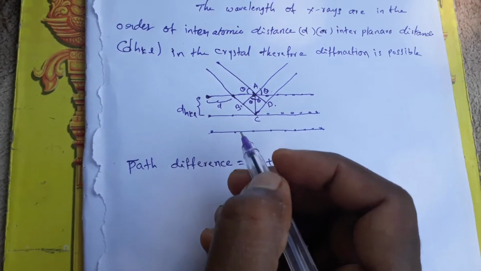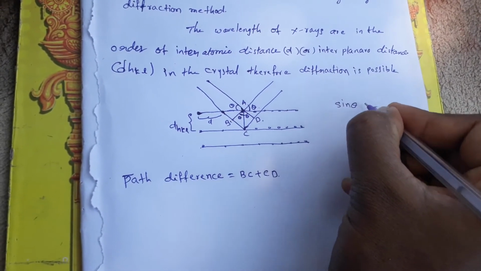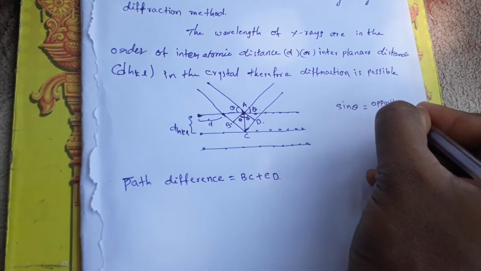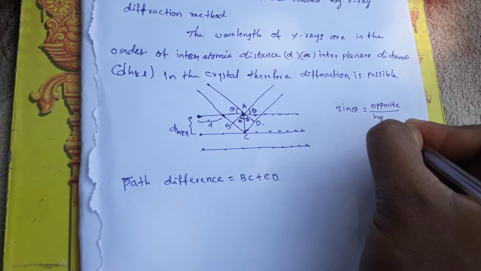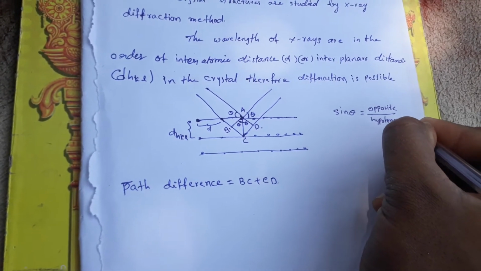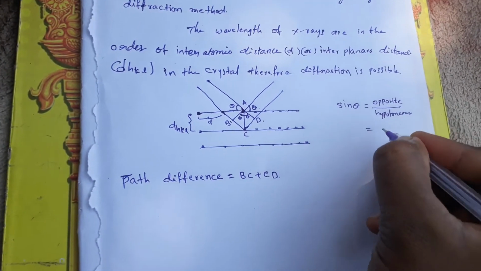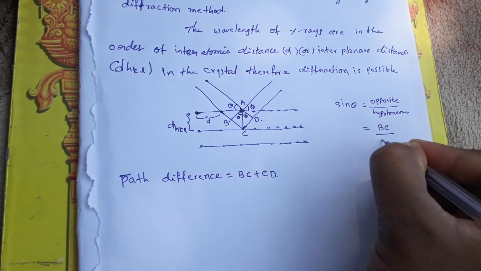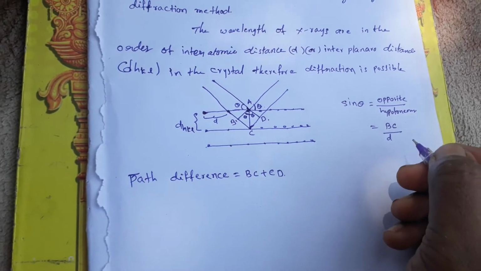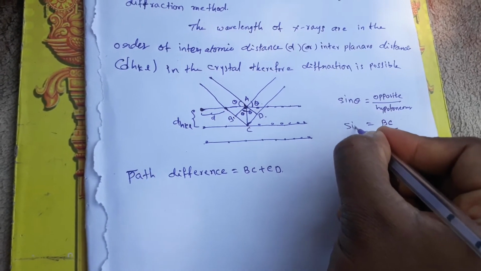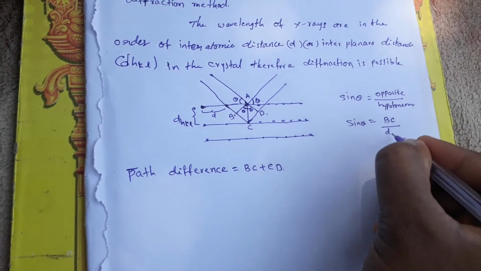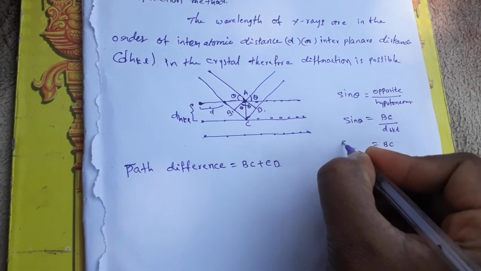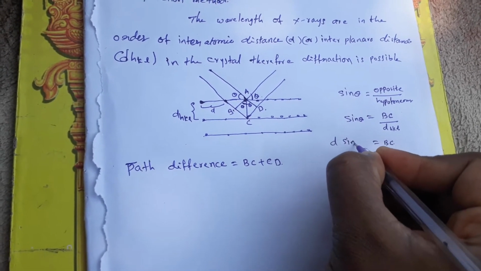If you take sin theta equals opposite by hypotenuse, what is the opposite? BC by hypotenuse, which is d HKL, is sin theta. So BC is equal to d sin theta.